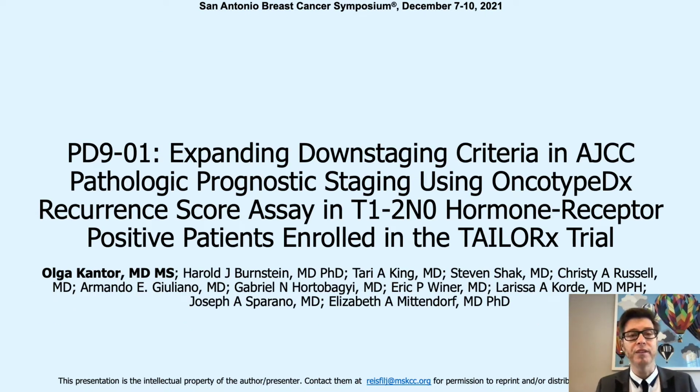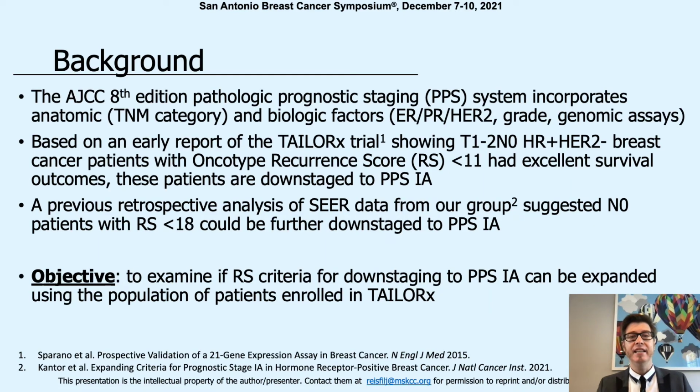So the first poster focuses on the expansion of the downstaging criteria of AJCC on the basis of Oncotype DX recurrence scores for patients with T1-2 node negative enrolled in the TAILOR-RX trial. And here we have to remember that AJCC in its 8th edition included the pathologic prognostic staging, or PPS, that incorporates both anatomic and biologic factors.